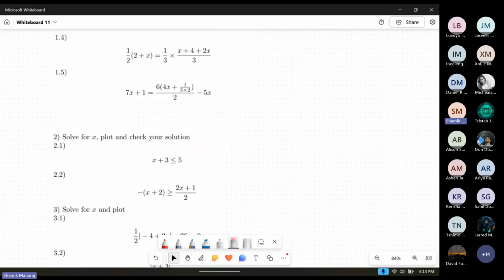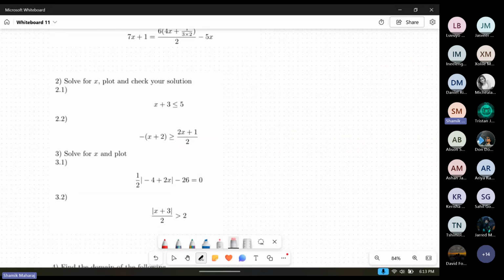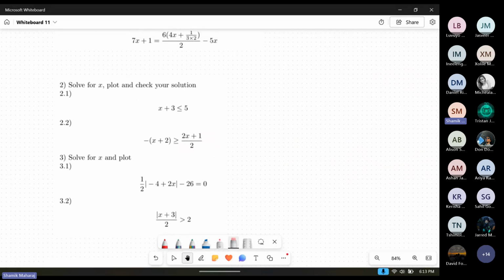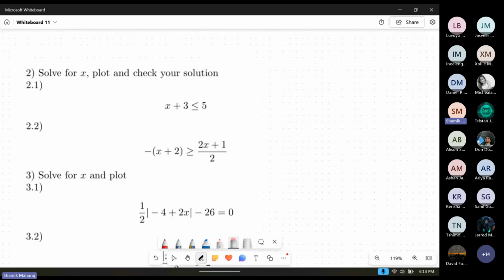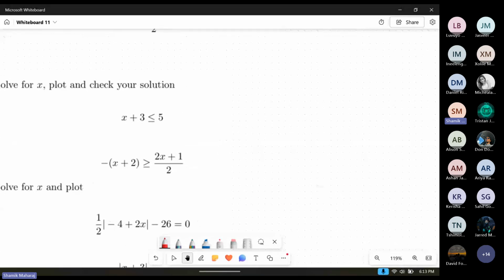Let's see, what else should we do? We've done all of these at some point. Solve for x, plot and check. Maybe I didn't cover checking these solutions in detail, so let me do one of them to cover that. There's only two here, 2.1 and 2.2. Let's do the second one. Always, second one is probably more challenging.